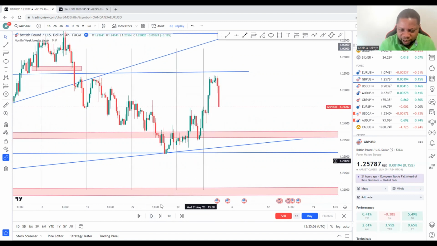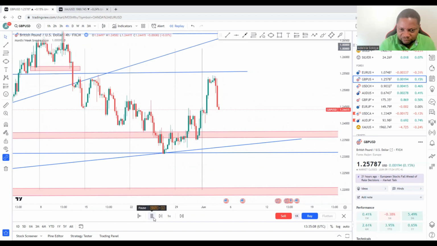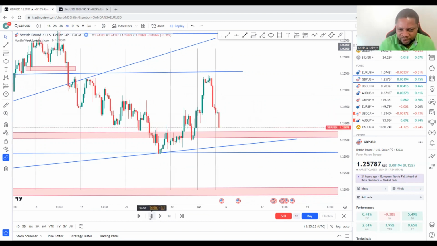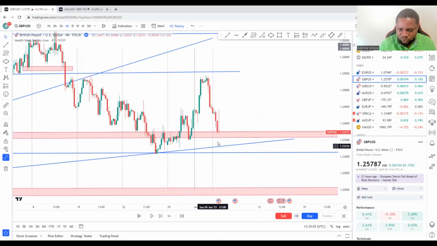So you see how there's a pullback here. As you can see, this is the beginning of the new week. The week actually opened with a bearish candle, and then we went all the way down to this support. So we tested this support, and then we had this pullback. We had this major bullish engulfing candle that tells me that this support is going to hold.